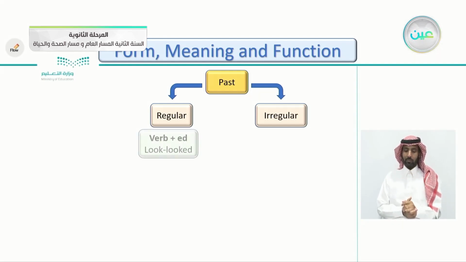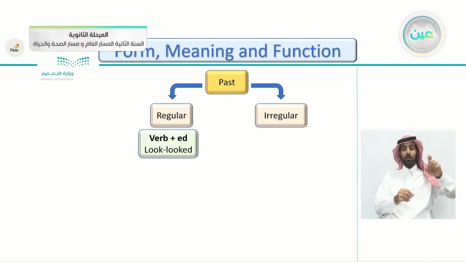Let's take first the regular. The regular verbs are the verbs when you want to make them into the past, you just add ed. For example, look and looked. Again, the past tense has two kinds, regular and irregular. The regular, from the word itself, regular, there's nothing unusual here. Just add ed to the verb.